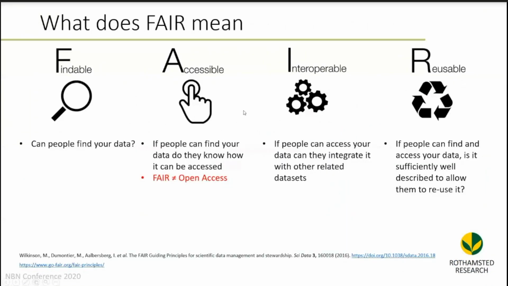So just to recap on what FAIR means. The guidelines were published in 2016, and it stands for Findable, Accessible, Interoperable, and Reusable. So what that really means is, can people find your data? And if people can find your data, do they know how it can be accessed? And if people can access your data, can they integrate that data with other related data sets? And is your data sufficiently well described to allow people to reuse it in a sensible way?